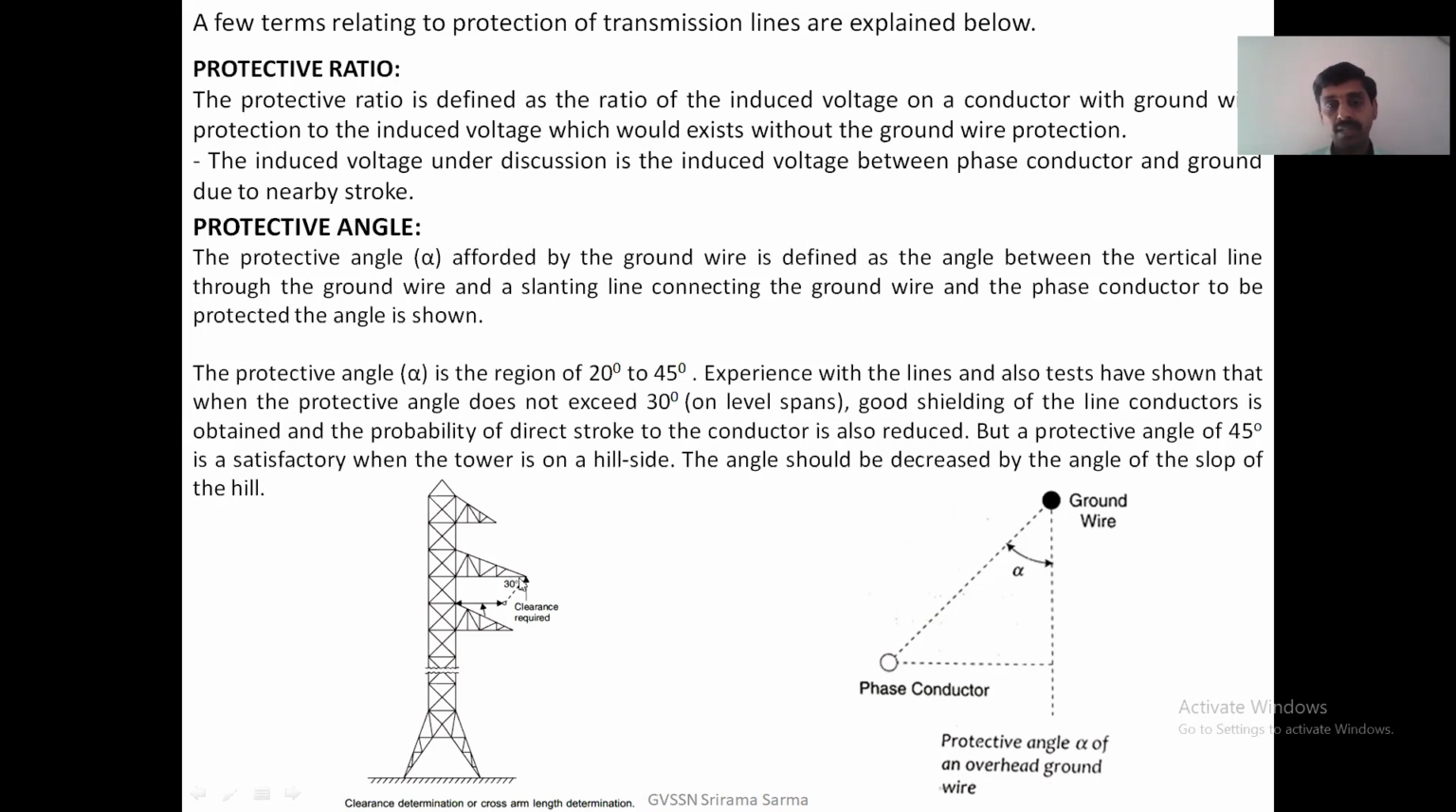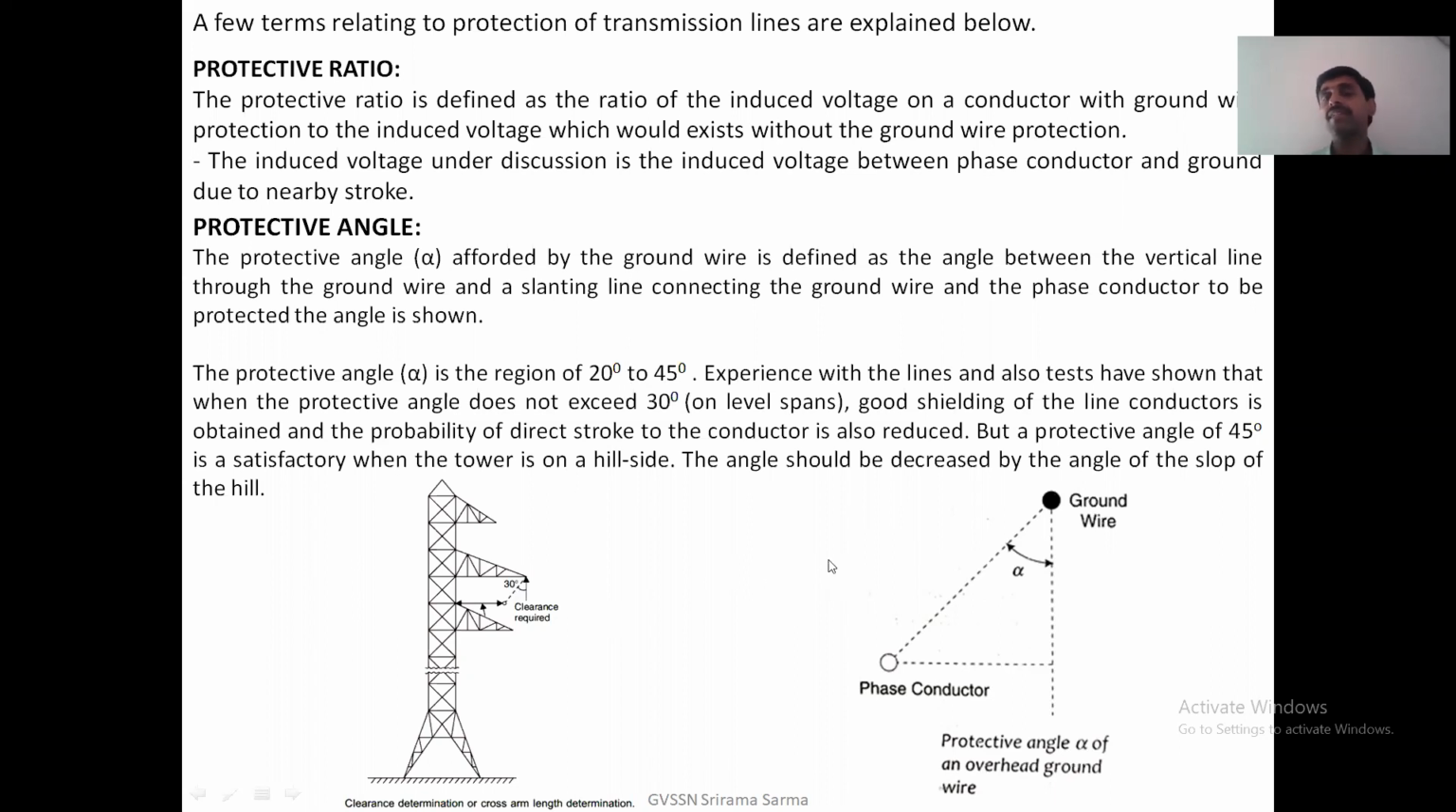If you take this one, here there is a vertical line, and there is a swing. You can observe that the insulator swing will be there like this. The insulator won't be hanging straight; there will be some swing given. So because of this we provide a protection angle. The angle between the conductor and this vertical line drawn from the ground wire top is called the protective angle. This alpha is normally in the range 20 to 45 degrees.